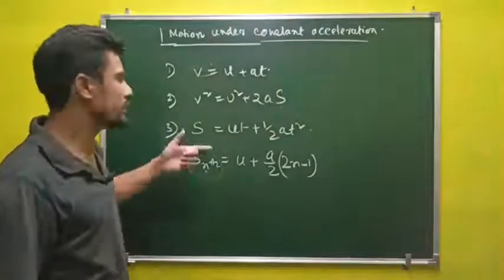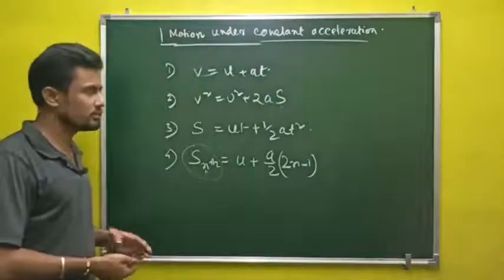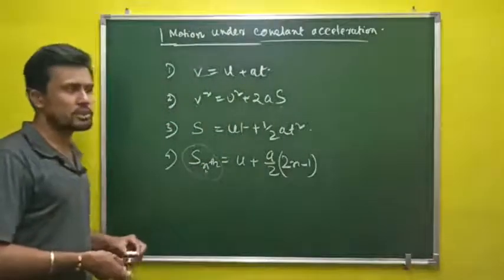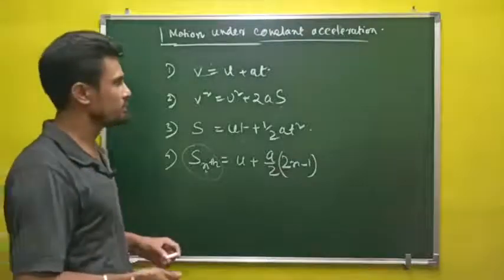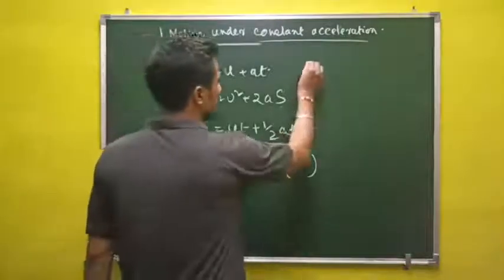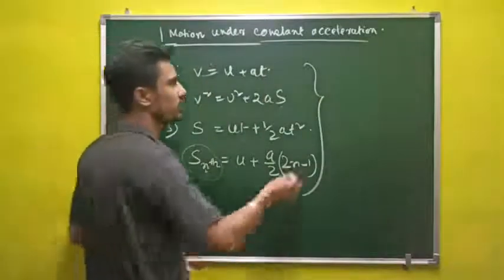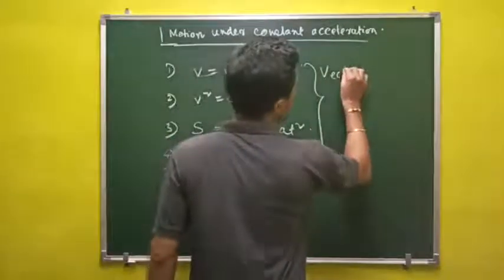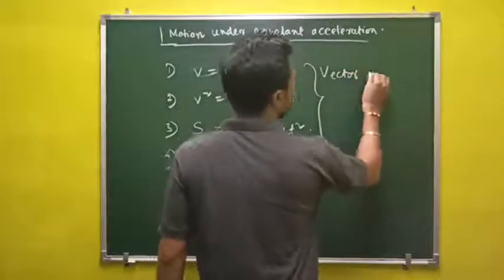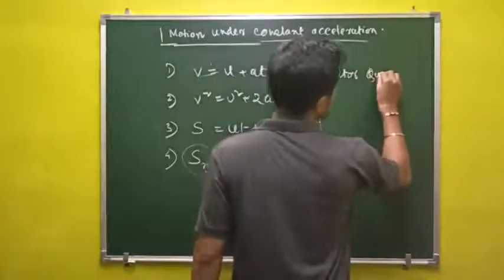These are also called Newtonian equations of motion. We very familiarly use these equations in kinematics. These are very important equations. You see, these equations are all vector equations, and all the physical quantities in them are vector quantities.